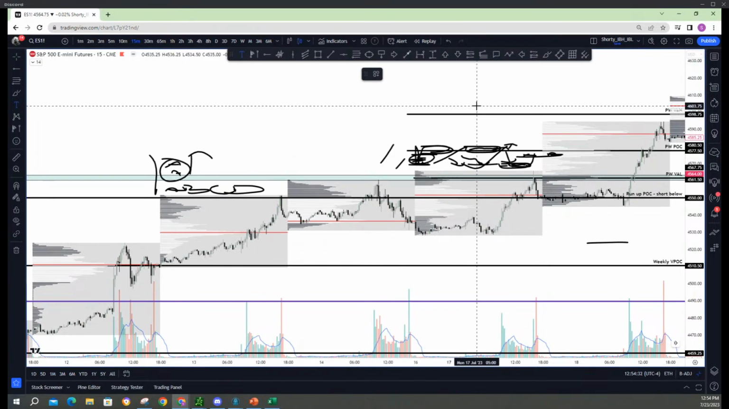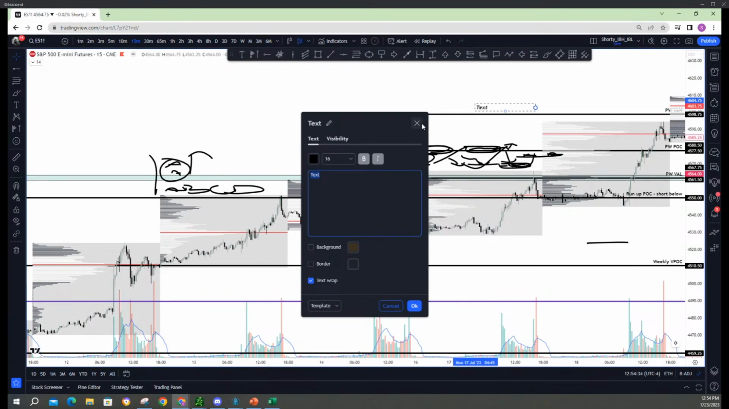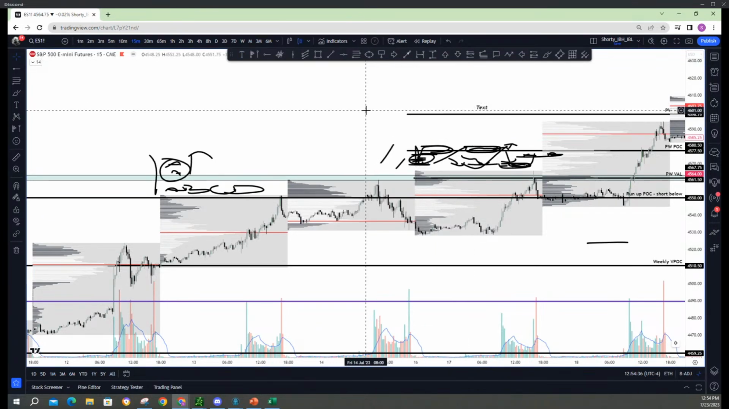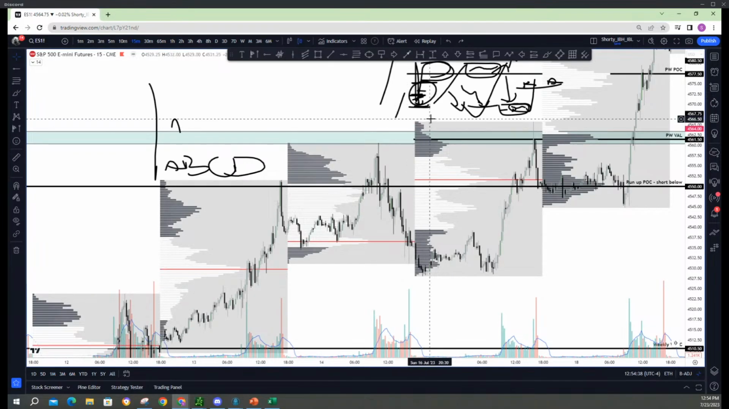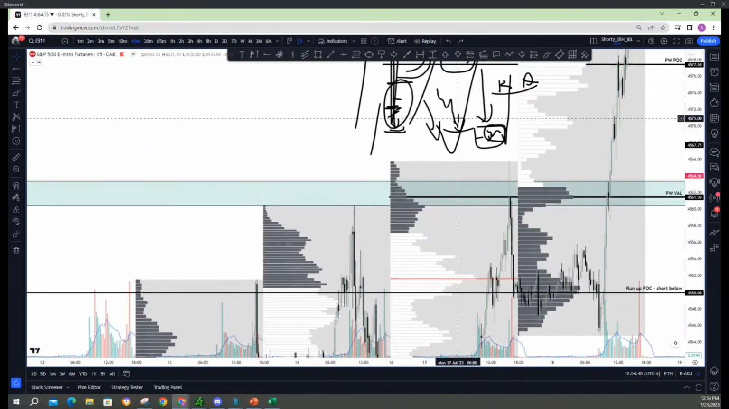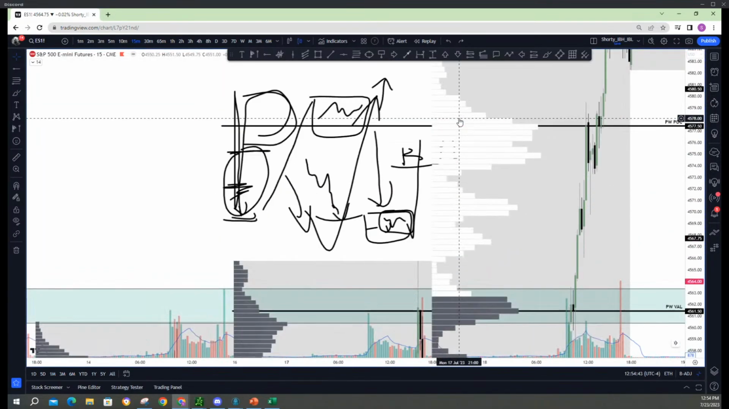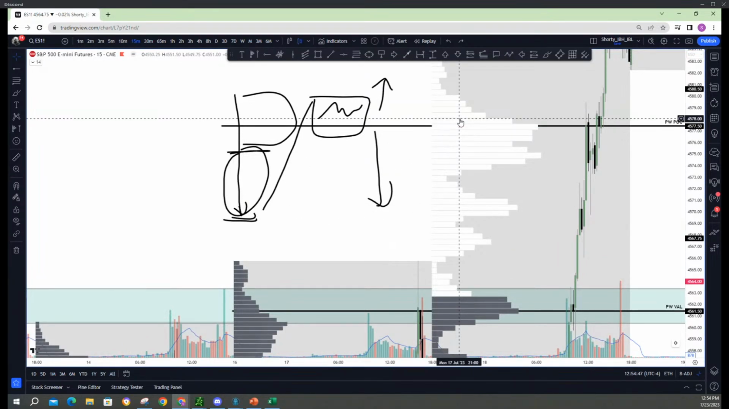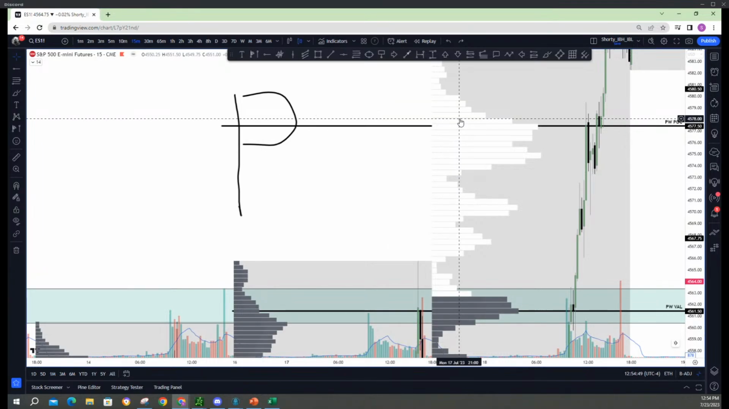Any other questions on ES? Well, now I gotta go Control Z. I don't want all these drawings here. That looks like Chinese right here to me. Okay. Any other questions on ES?